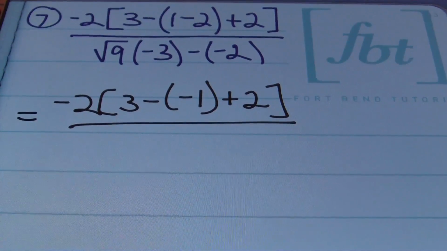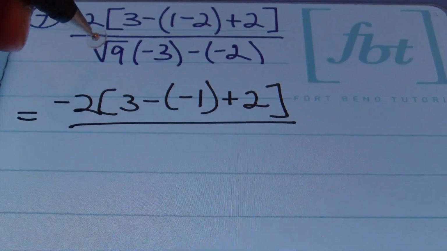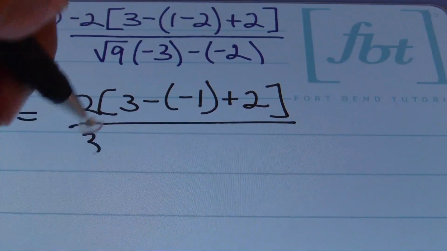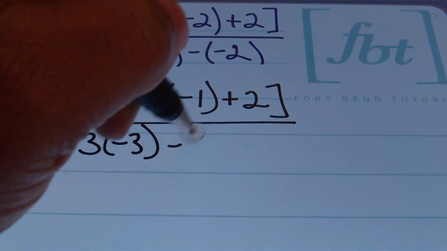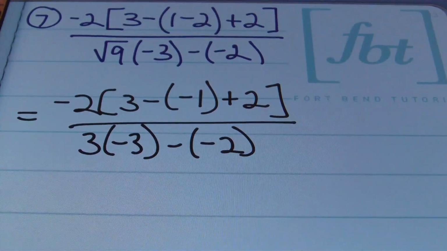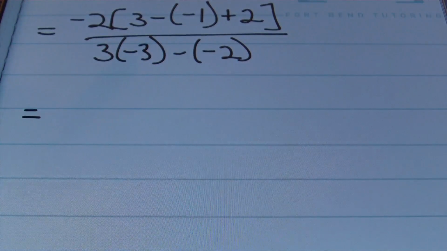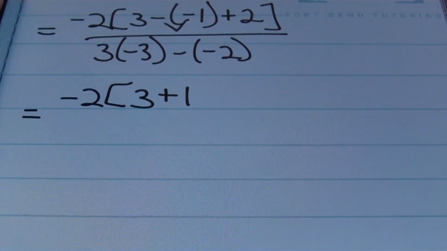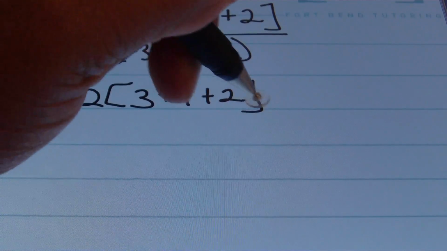All of this is going to be over, and in the denominator, we'll need to take the square root first because that operation is before multiplication or subtraction. So the square root of 9, in other words, what number times itself will give you 9? It'll be 3. So I have 3 times negative 3 minus the opposite of 2. So we'll be combining our signs in the numerator within those brackets there. I'll bring down that negative 2. Inside the brackets, I'll have 3, and then a negative times a negative, combining these two signs together here, will give me a positive result. So that'll become 3 plus 1 plus 2 within the brackets.